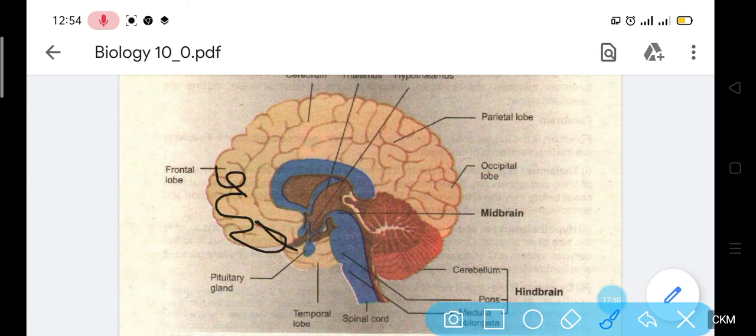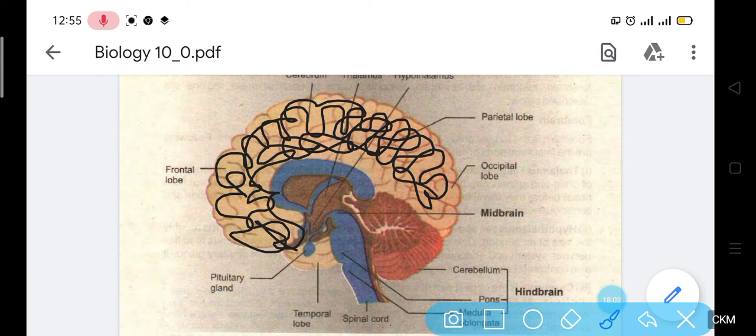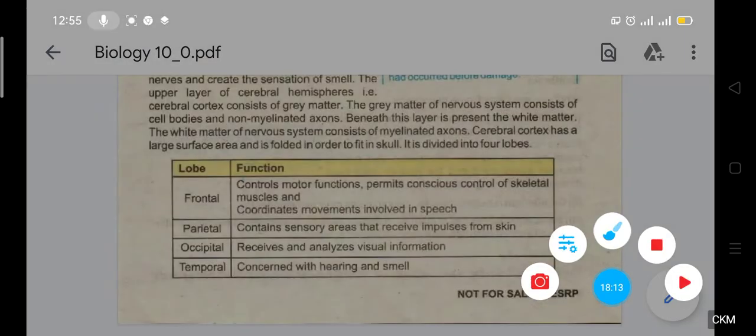Basically, this cerebral cortex has a large surface area. You can see that the whole cerebral cortex has enfolded itself. So it means that the cerebral cortex has a large surface area which has enfolded itself and can easily be managed in the brain, in the cranium bone.